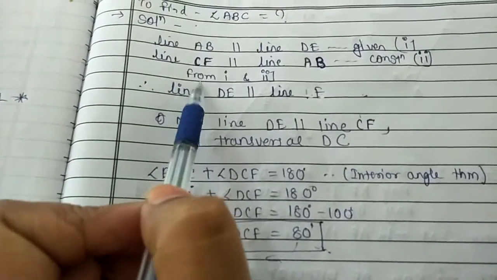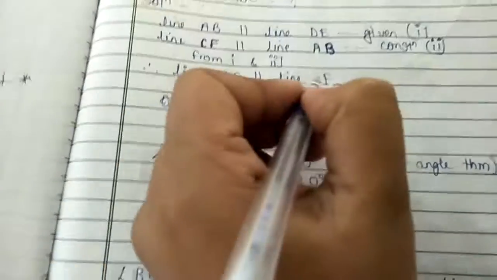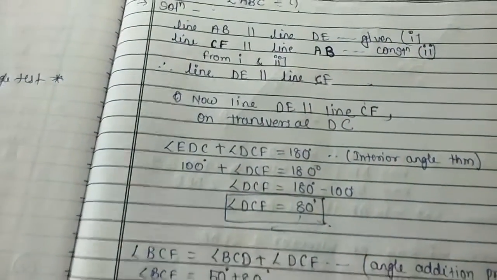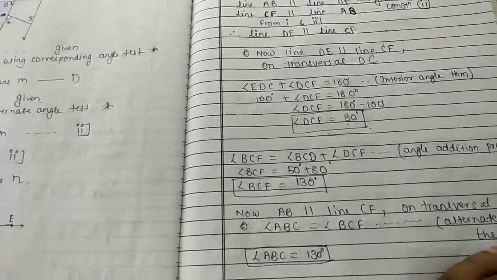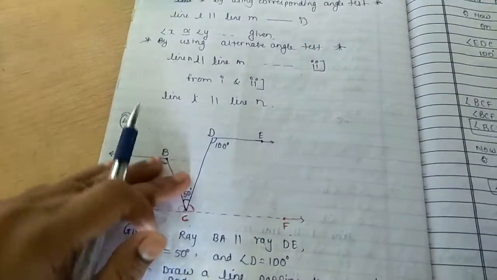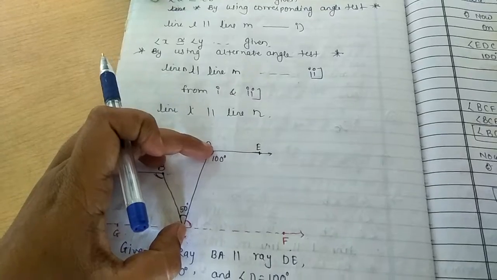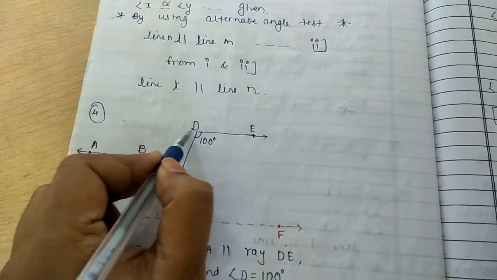So therefore, from the first and second, line DE is parallel to line CF. Okay, so now we have to take one line parallel and one transversal. If you observe the diagram, ignore this BC ray for now. What you will get is DE and CF, the two parallel lines, and this is nothing but your transversal.